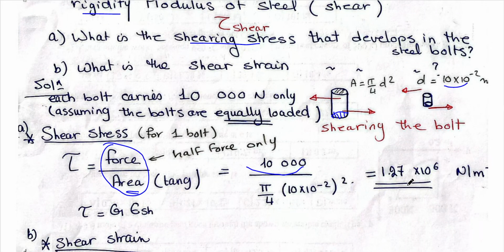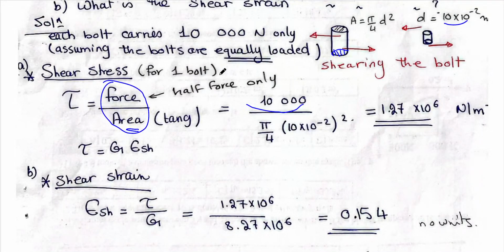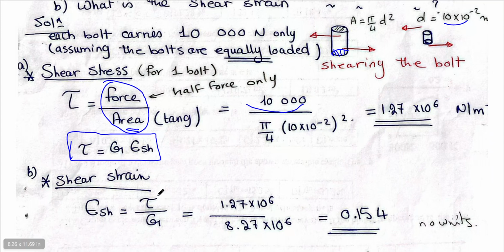The second required is to calculate the shear strain. We know that the shear stress equals the rigidity modulus multiplied by the shear strain. So the shear strain equals the shear stress divided by the rigidity modulus G. Calculated, and no units is needed because we are talking about strain, and strain has no units.